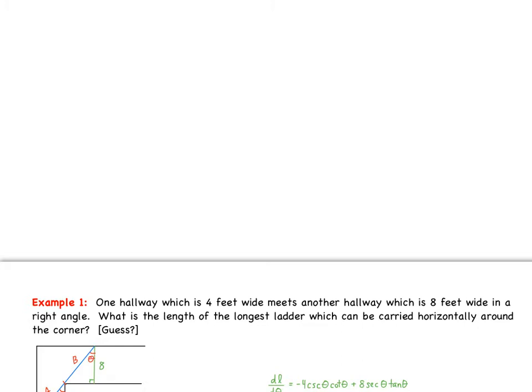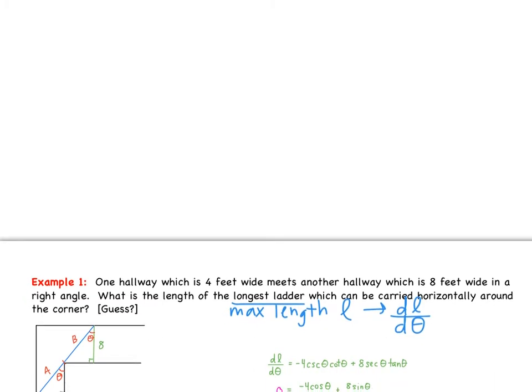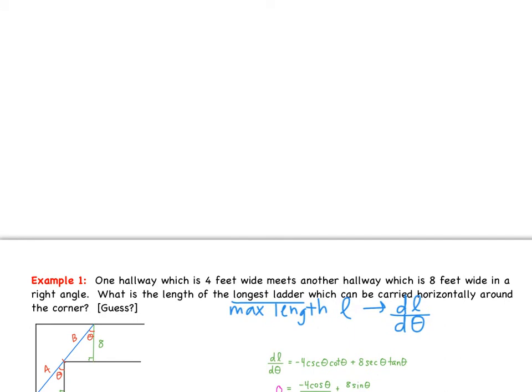So one key thing here is if we want to have the longest ladder, it means we want to maximize the length, okay? The length of this ladder, and we'll call that L. So what do we need? That means we need the derivative, right? We need dL over d theta, okay? So what does that mean about our angle? Well, let's look at our picture first, and then we'll come back to this concept.